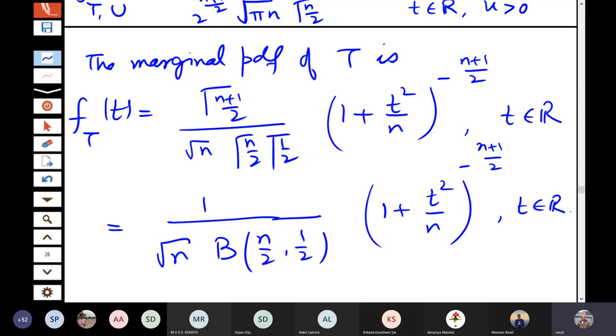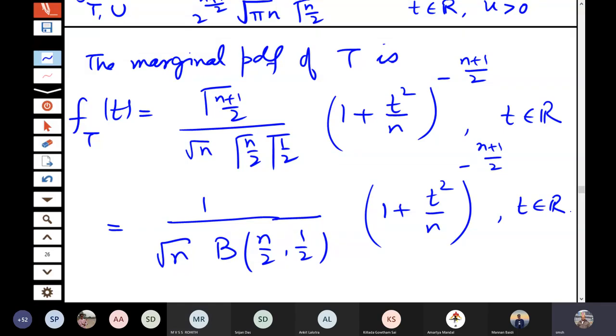Is the derivation clear? I have just used the basic principles of transformation and written down the joint density of x and y, and from there I derived t and u, and since u is redundant and I don't need it, I integrated it out, so I get the distribution of t. Is this calculation okay? Yes, sir.